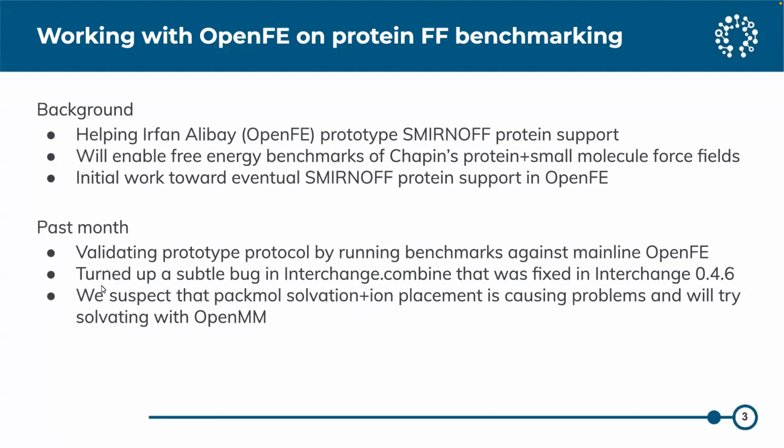This is actually quite sensitive, and it turned up a subtle bug in interchange.combine where sometimes constraints, like bond length constraints from the two things that are being combined, one could overwrite the other. So that was fixed a couple weeks ago in Interchange 0.4.6.